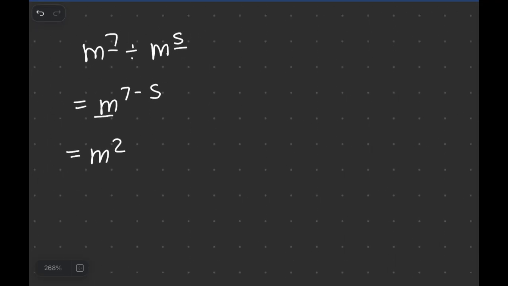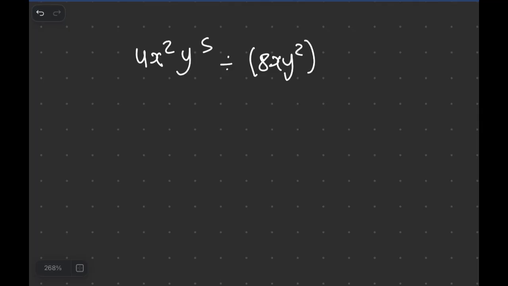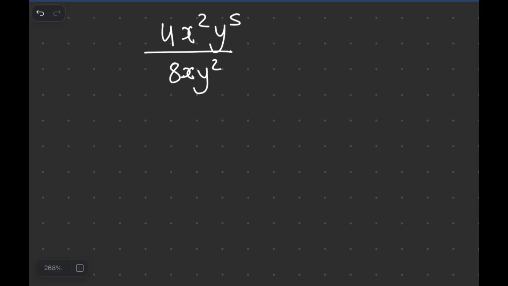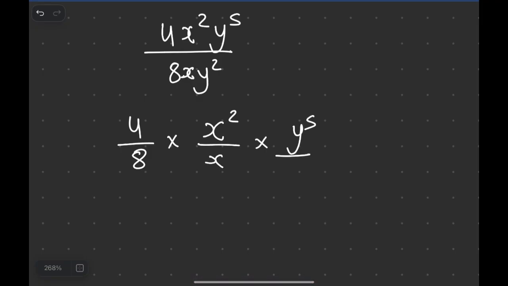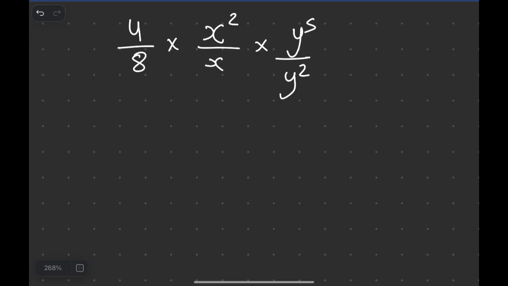Let's do a question with variables. 4x squared y to the 5 divided by 8xy squared. In a question like this, I would suggest making it a fraction. With this, you just look at like terms. You can break this fraction up like this. 4 over 8 are like terms, times x squared and x are like terms, so x squared over x, times y to the 5 over y squared. Here, you can just simplify.